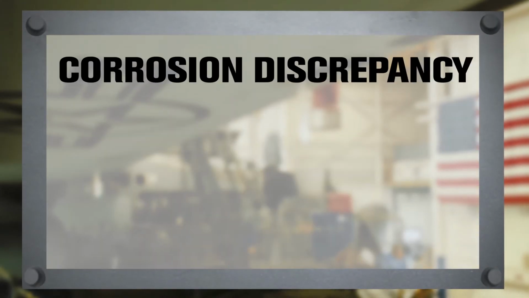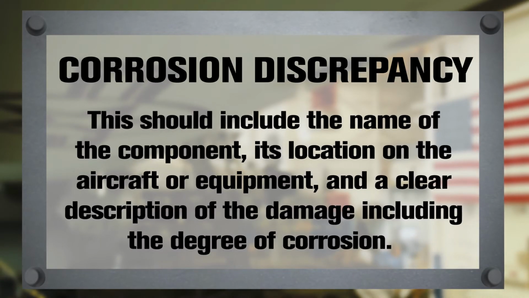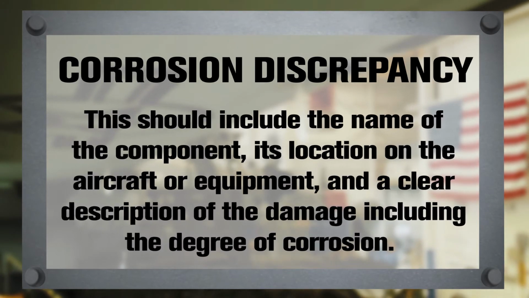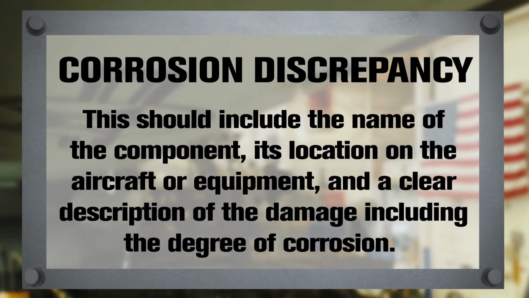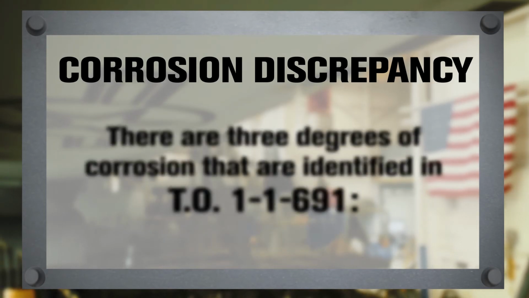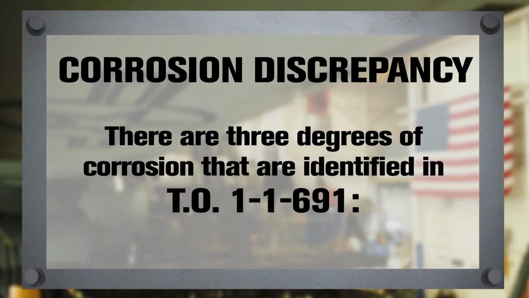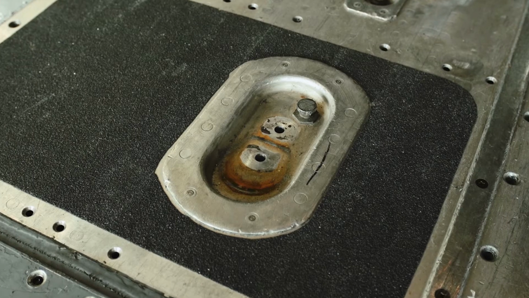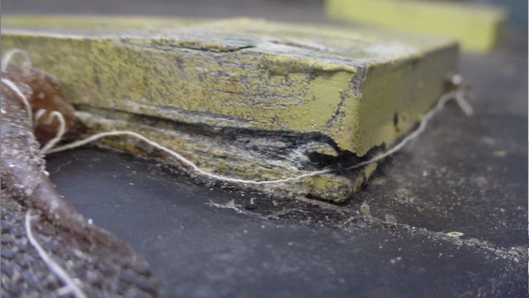When you enter a corrosion discrepancy on the aircraft or equipment forms, you must ensure that a detailed description of the discrepancy is written. This should include the name of the component, its location on the aircraft or equipment, and a clear description of the damage, including the degree of corrosion. There are 3 degrees of corrosion that are identified in TO 1-1-691: light, moderate, and severe.